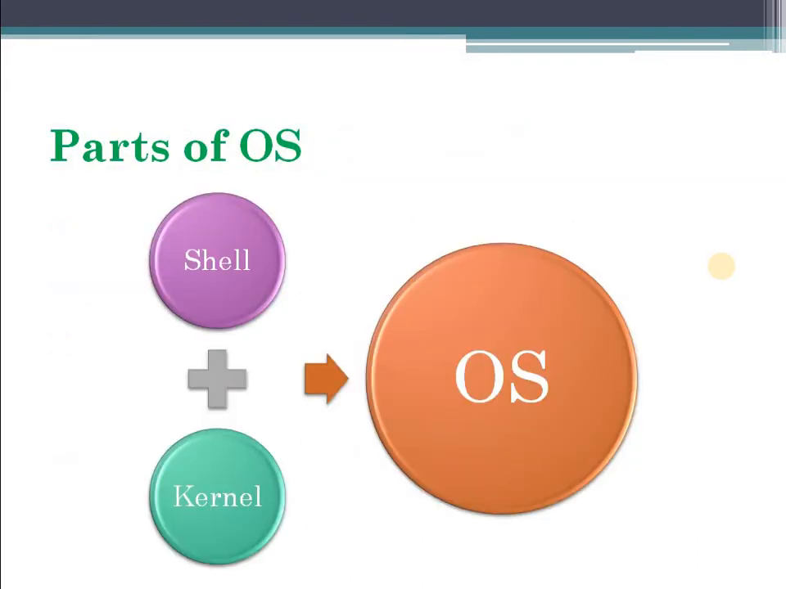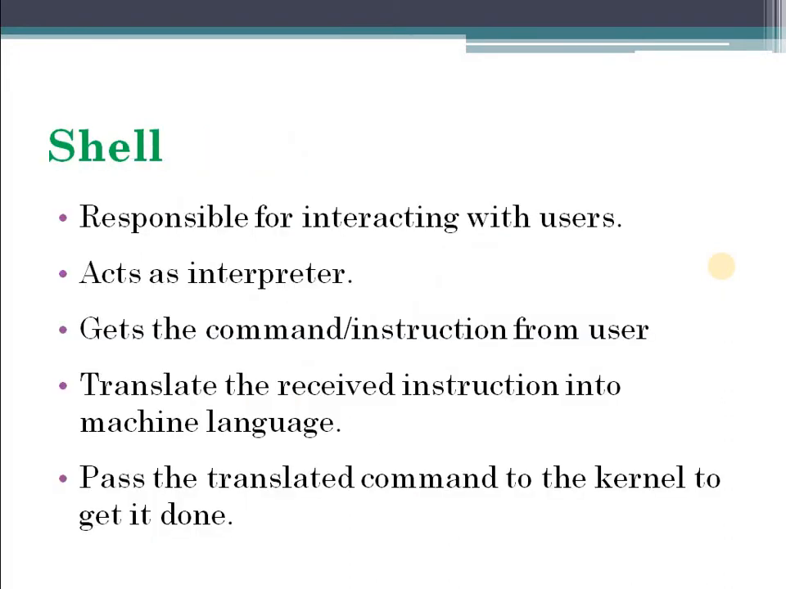Now the parts of the operating system. An operating system consists of the shell and the kernel. These are the main parts of the operating system, shell and kernel. What is shell and what is kernel? Shell is there to give an interface to the user to access the computer. Just see the slide. It is responsible for interacting with users. It acts as the interpreter, meaning it receives the commands from the user, it translates them into the machine language, and then it transfers them to the kernel to get it done.